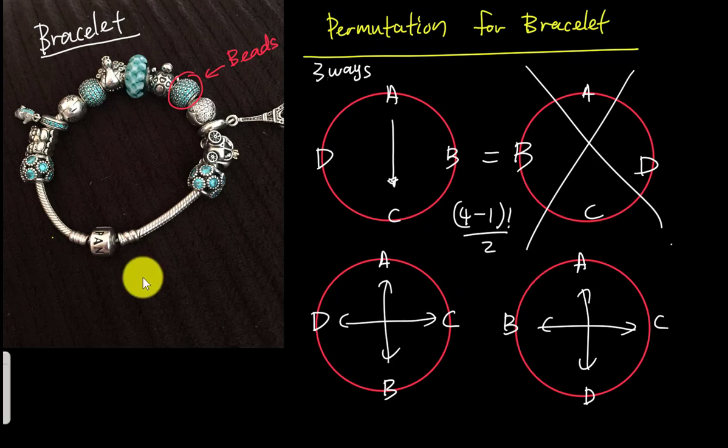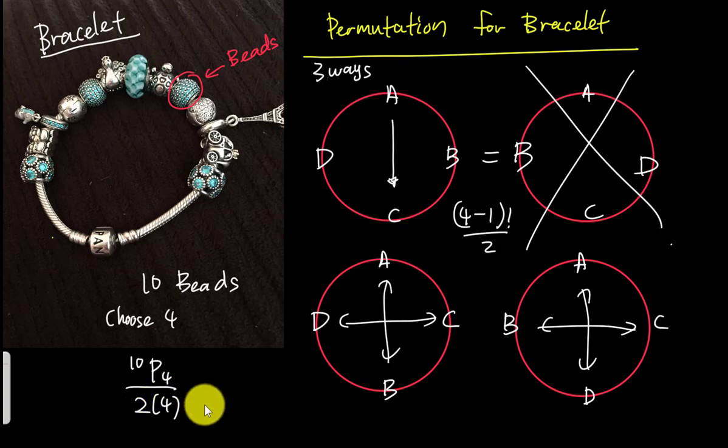Let's say today I give you 10 beads to choose from, and you need to choose only 4. 10 beads choose 4, so then you need to use the formula 10P4 divided by 2 times 4. If you use a calculator for this one, we will get a quite big number. So let's say I have 10 beads and I only want to choose 4, I have 630 ways to arrange them.